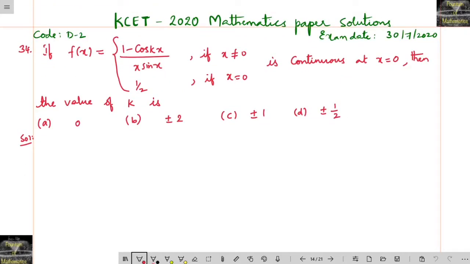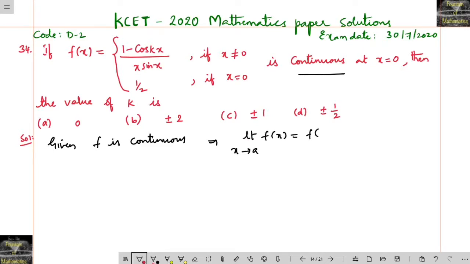Question number 34. If f of x is equal to 1 minus cos kx upon x sin x if x not equal to 0, and 1 by 2 if x is equal to 0, is continuous at x is equal to 0, then the value of k is. So here given f is continuous, your function is continuous. If it is continuous, we can write according to the definition, limit x tends to a, f of x is equal to the functional value at x is equal to a, that is f of a.